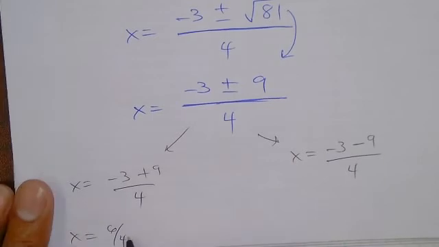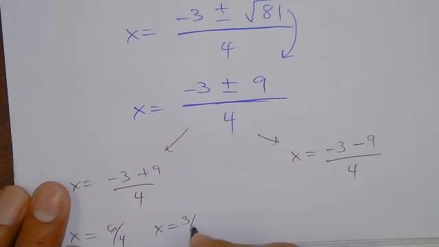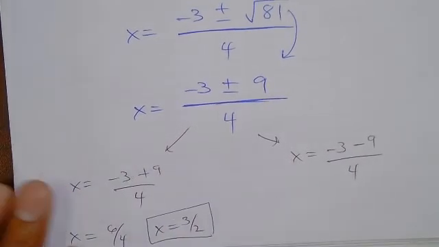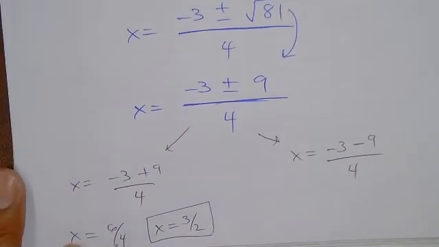Negative 3 plus 9 is the same as 9 take away 3. I'm going to get 6 over 4. Did anybody get 6 over 4? Yeah, that's not right, because you're supposed to reduce. So it reduces to 3 over 2.